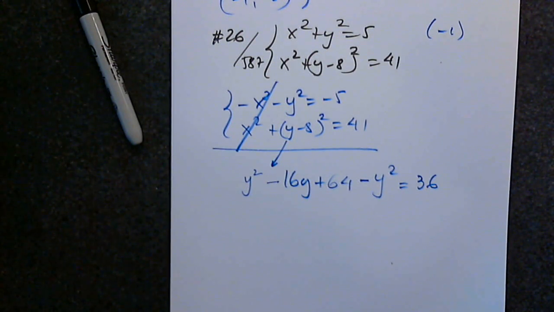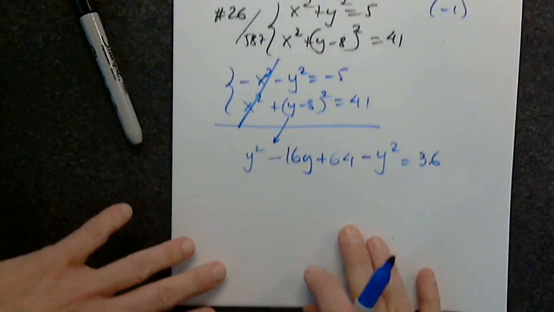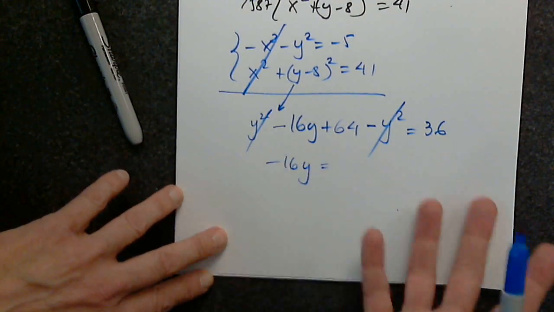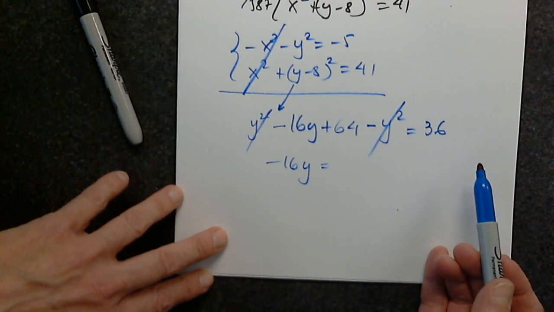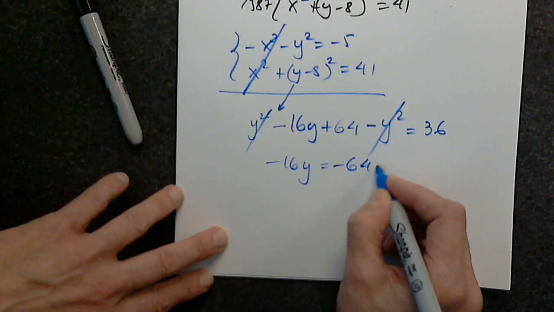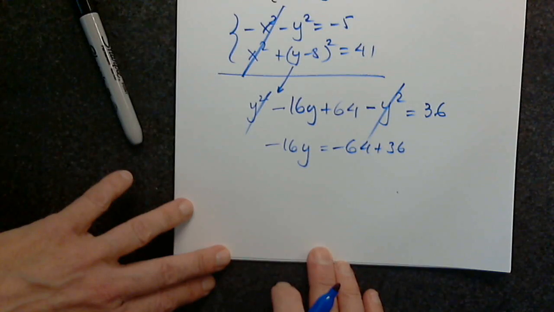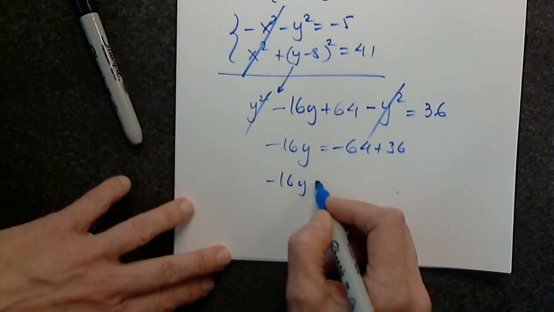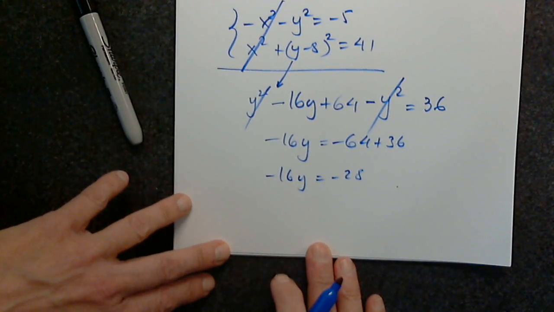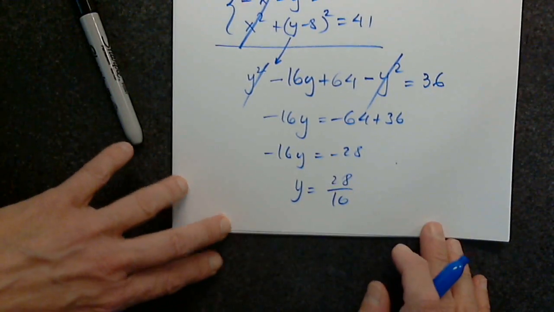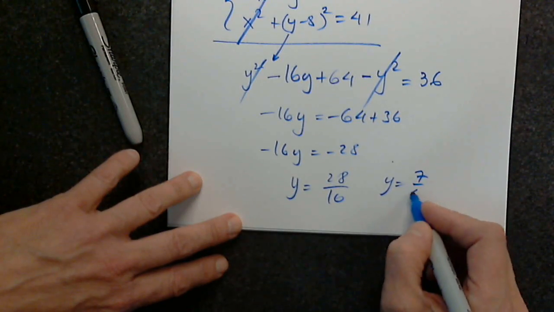Okay, next. I will simplify, combine like terms, do everything I can to get y. So these 2, luckily, are going away. Then I have negative 16y. This becomes a linear equation, so I have to move 64 to the other side. So negative 64 plus 36 is negative 28. And then y equals, very good, and I can simplify by 4. So y equals 7/4.